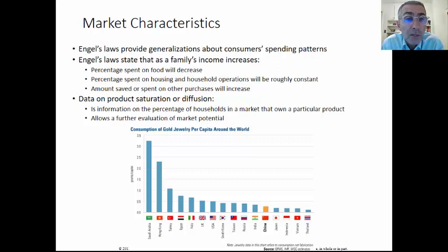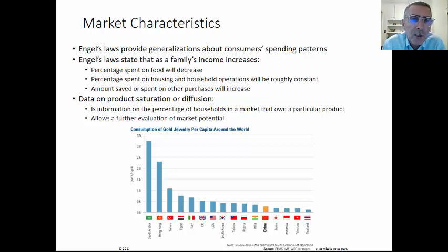less. However, housing and household spending will be the same, but what they're saving and what they're spending on other purchases will go up. So what are we talking about? Discretionary income, right? If you remember your econ class, the marginal propensity to consume, all that stuff kicks in.